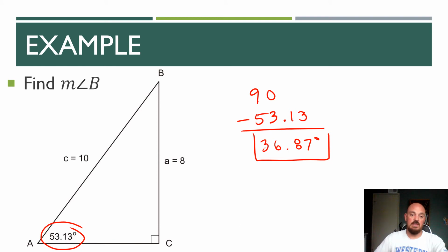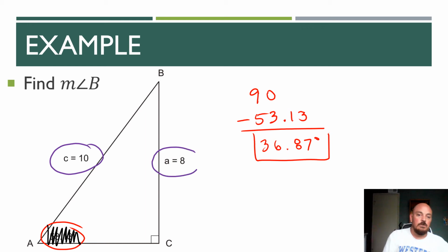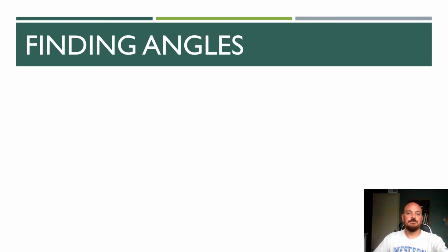Now let's say we didn't know that 53 though. Like let's say I gave you this question and the 53.13 was not there, and I said find angle B. We could still do that because I gave you two sides. So what we could do is take the 8 and the 10. We could figure out which sides they are, opposite, adjacent, hypotenuse. Use that to choose a trig function, just like yesterday, sine, cosine, or tangent, and then we'll end up using inverse trig to find it. So let's do that next.